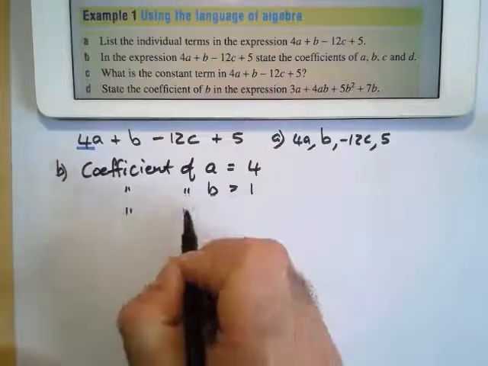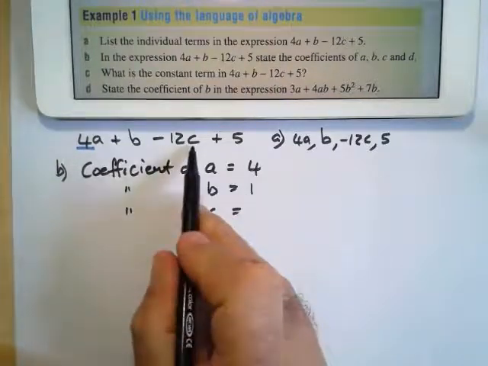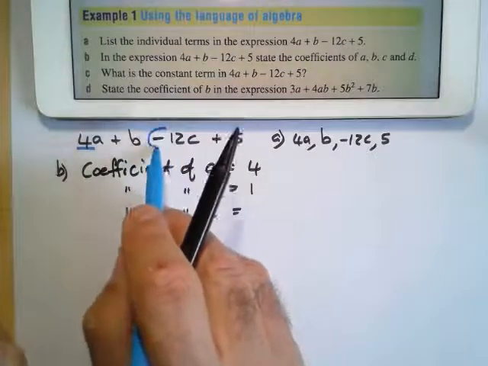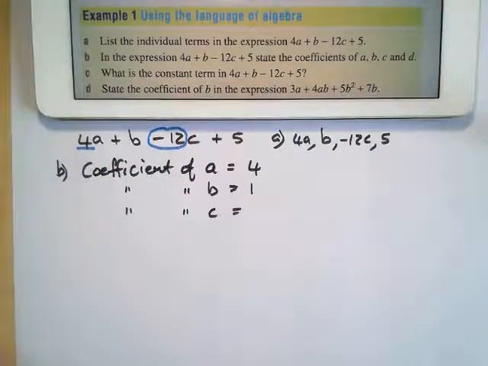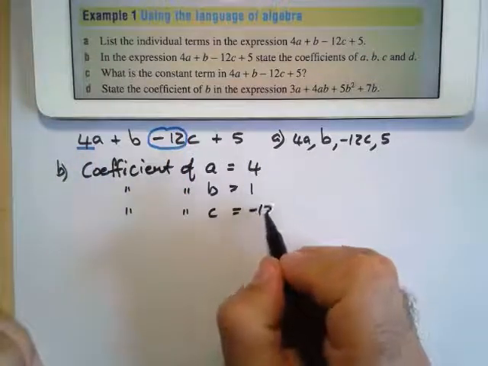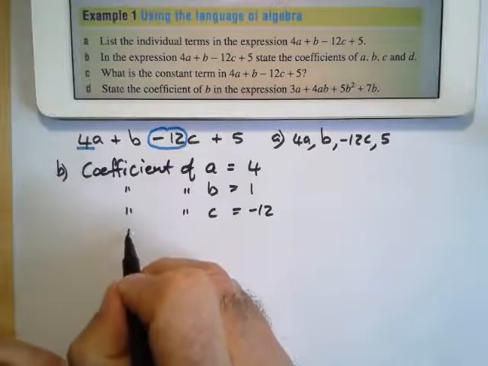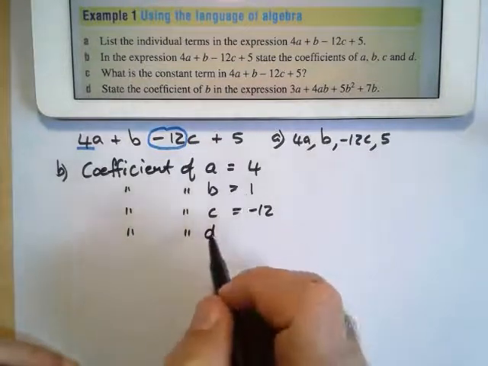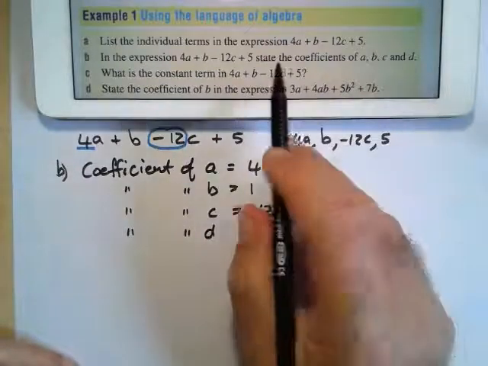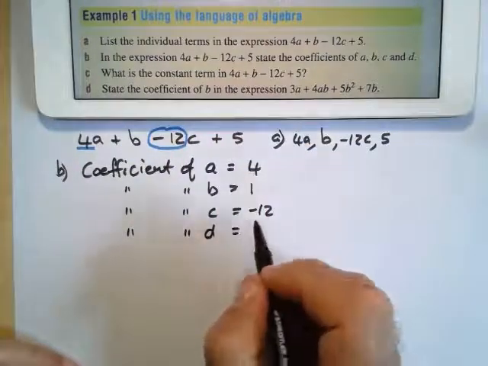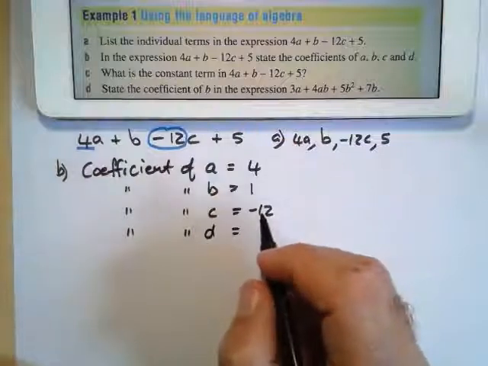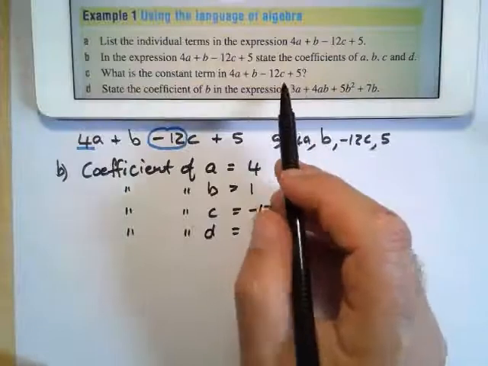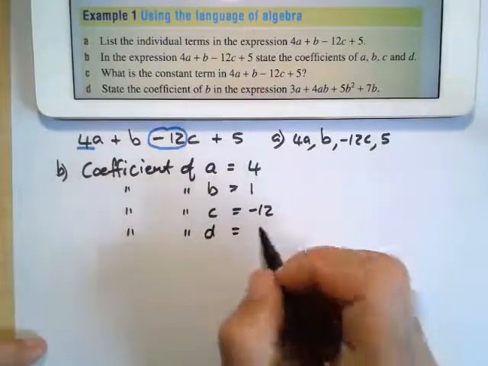The coefficient of C, now there's C, the coefficient is the number as well as the sign, so it's that value, which will give us then negative 12. And the coefficient of D, well, there is no coefficient, but we assume it's the last term, and therefore the coefficient is 0 because there is no D. There is no D, it means there's 0 D's.